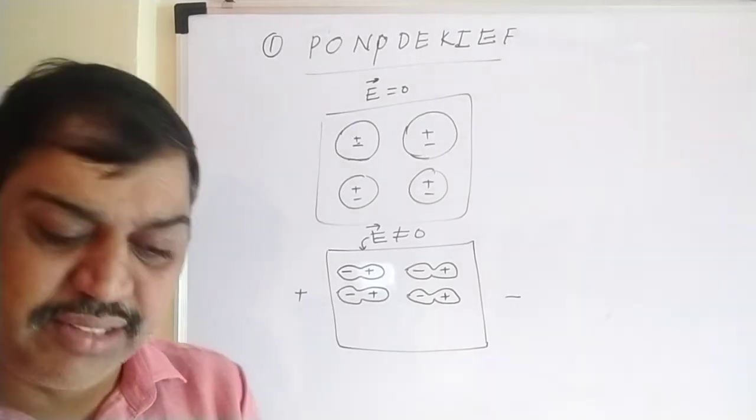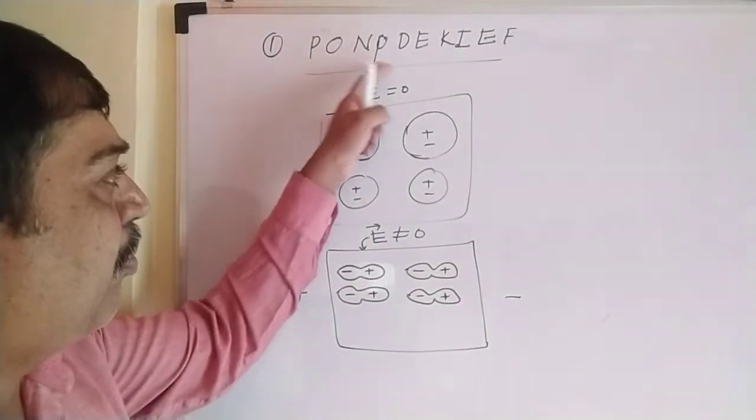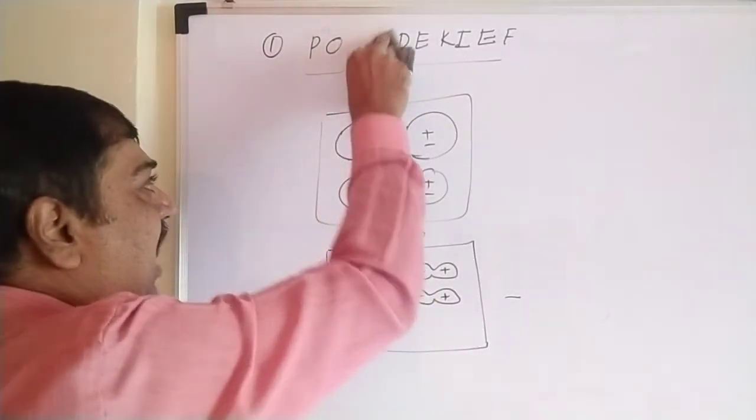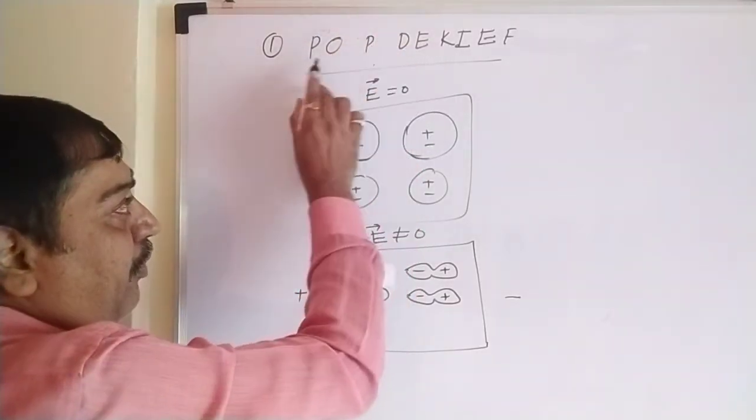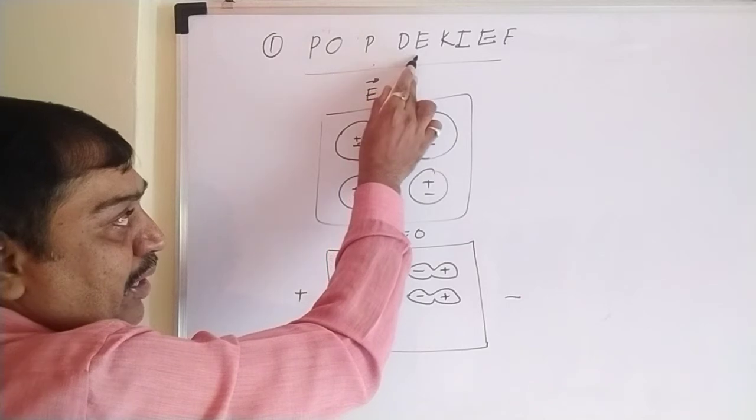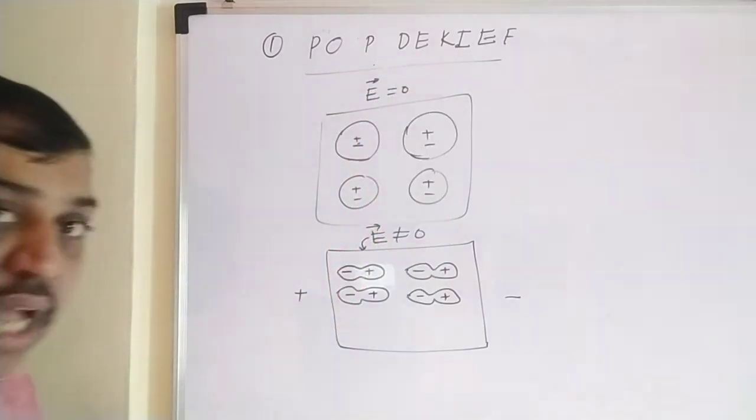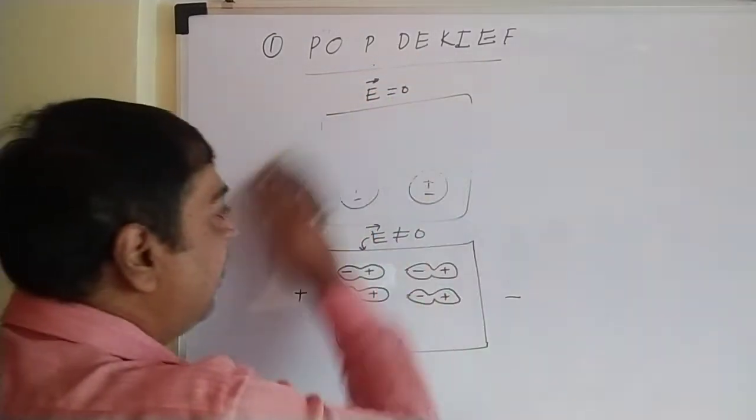Polarization of non-polar we have seen. Now let's start with the polarization of polar dielectric material when kept in an electric field. As we know, we can draw the next diagram here.